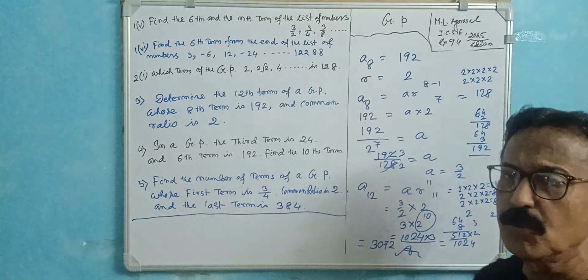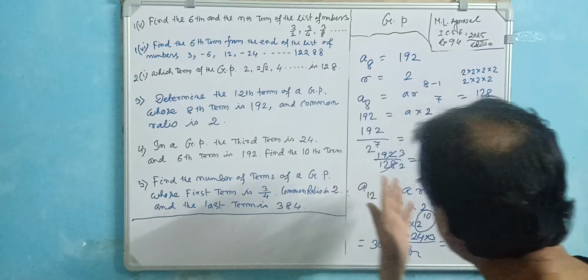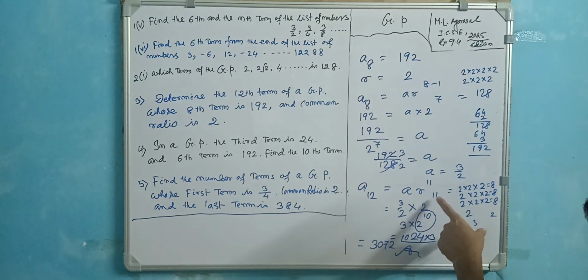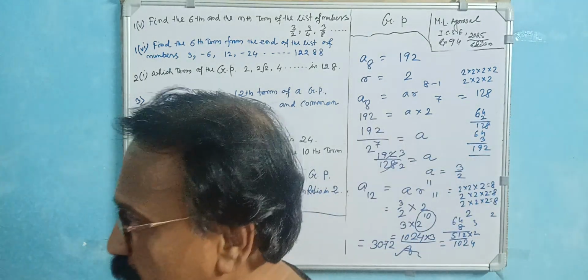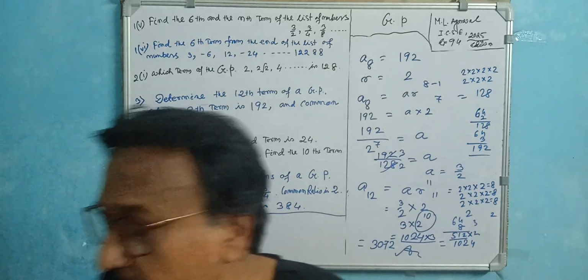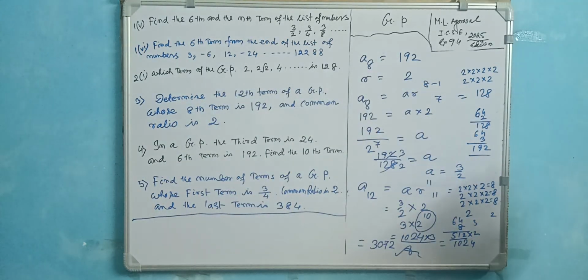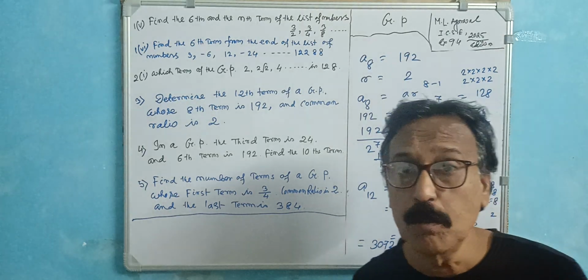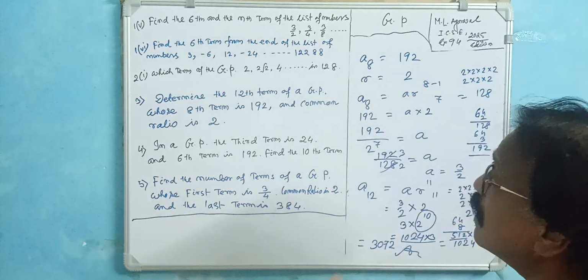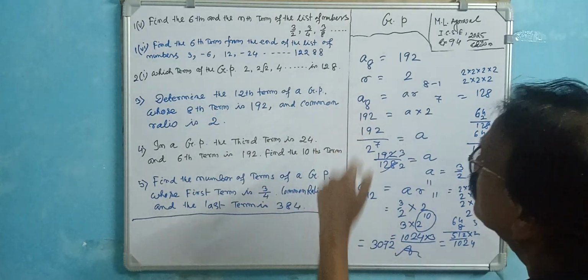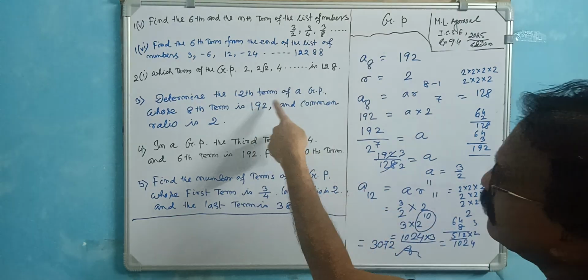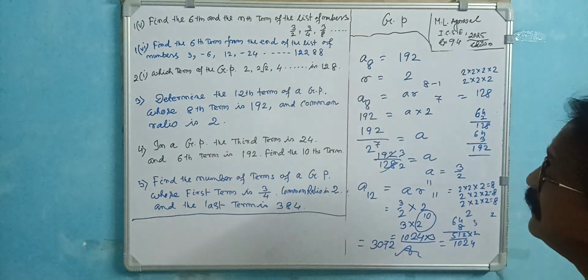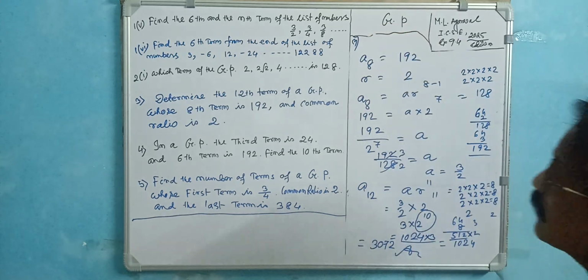Calculation depends on you, in which way you calculate. I just calculate in this way: 2 to the power 11, then divide by 2, and you also get 1024. 1024 into 3 is 3072. The calculation depends on the student's own way. This is the process. Don't panic to see any sum. Determine the 12th term: this is sum number 3.